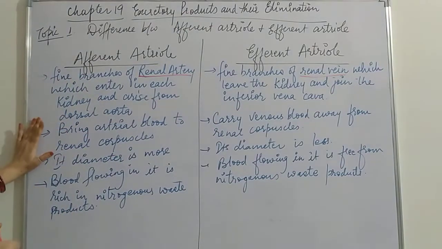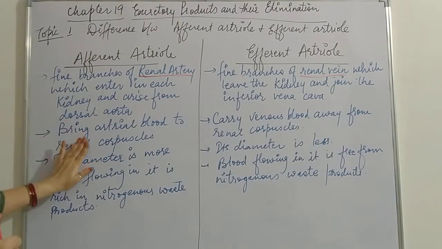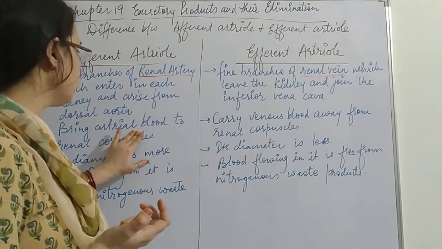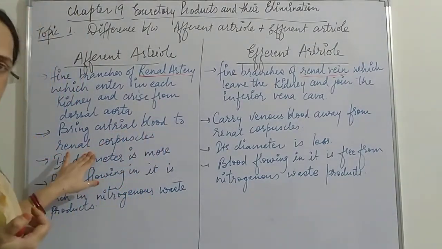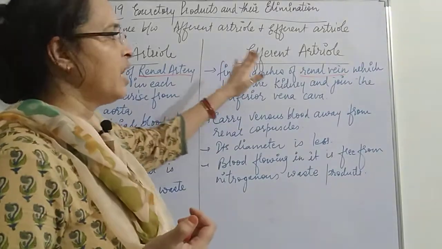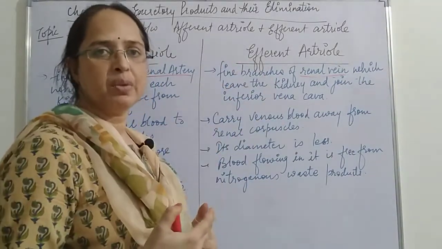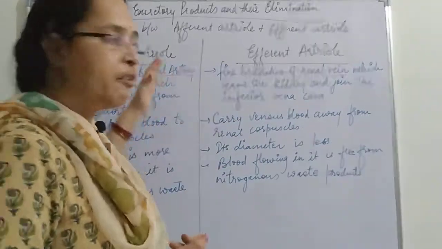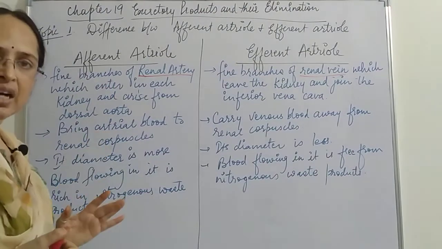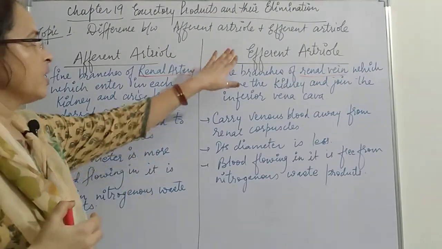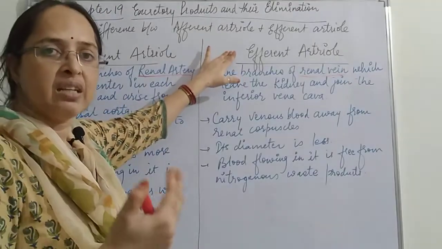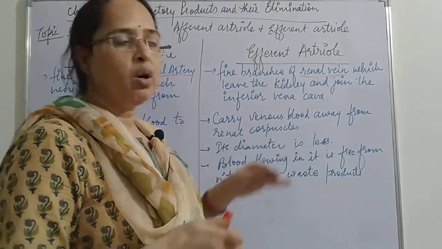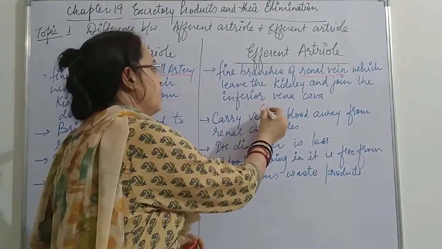Now the second point is that the afferent arteriole brings arterial blood. That means it is bringing pure blood from the heart, arterial blood, to the renal corpuscles. Whereas the efferent arteriole is taking the blood away from the kidney, so it contains deoxygenated blood. The afferent arteriole brings oxygenated blood from the heart, whereas the efferent arteriole takes blood away from the kidney, which is why it contains venous blood, or blood rich in carbon dioxide.